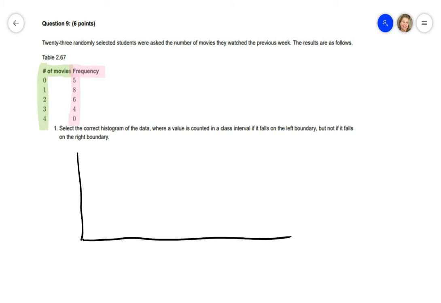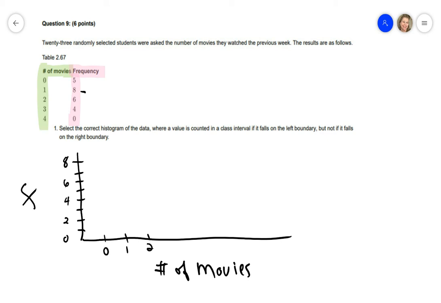Let's see, we go from a frequency. My highest frequency is 8. So 1, 2, 3, 4, 5, 6, 7, 8. So there's 8, there's 6, there's 4, there's 2, there's 0. So along the bottom, I'm going to have my number of movies. All right, so along the side, that's my frequency. Along the bottom is the number of movies. And you've got 0, 1, 2, 3, and 4.